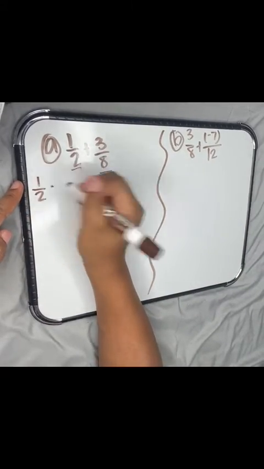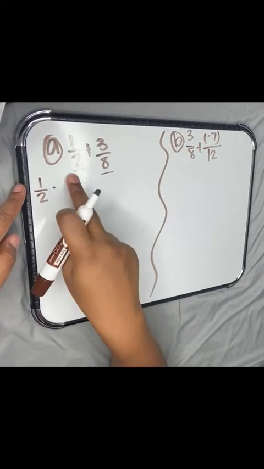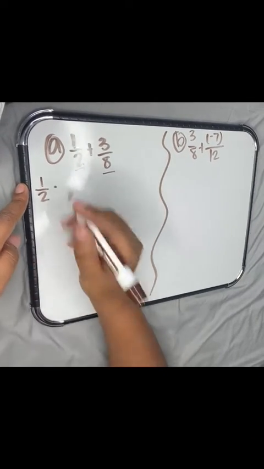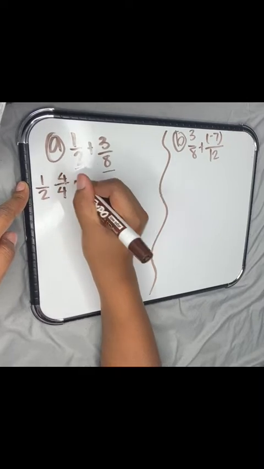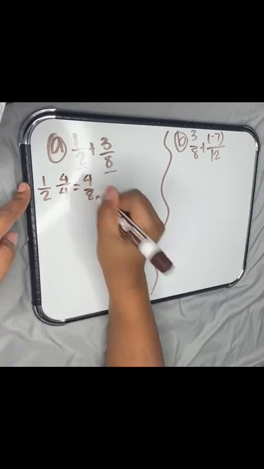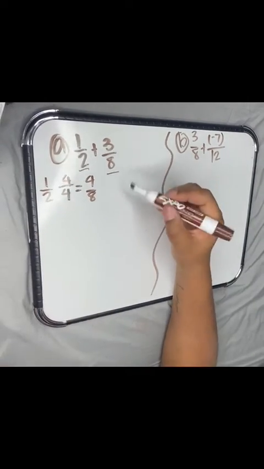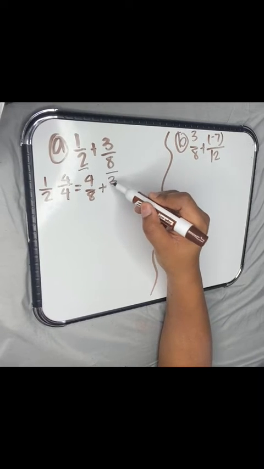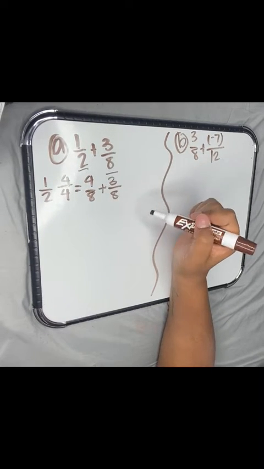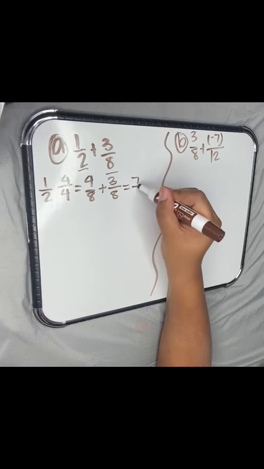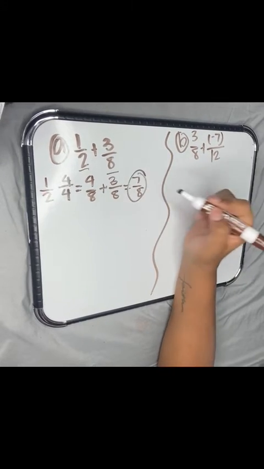If you didn't know that, you could also just find the common denominator. What times 2 equals 8? 4. So you multiply this by 4 over 4, which is equal to 4/8. So now we have common denominators, so we can add the two equations. 4/8 plus 3/8 equals 7/8. And that will give us the final answer.